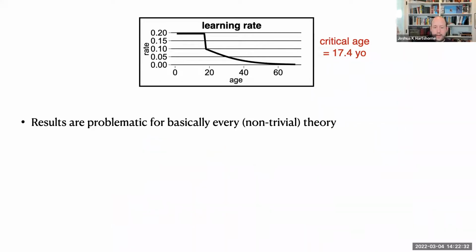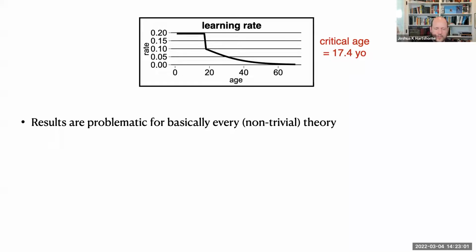And these results are problematic for basically every non-trivial theory that was in existence, in part because the theories that existed were all built around trying to explain why learning rate declines at puberty, or why it declines at 5 years old, or why it declines at 0. Those were the major empirical claims out there: that learning rate for syntax declines at either 0, 5, or 13.